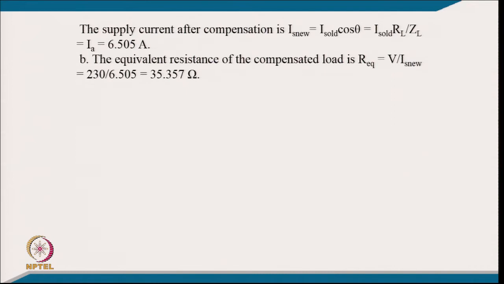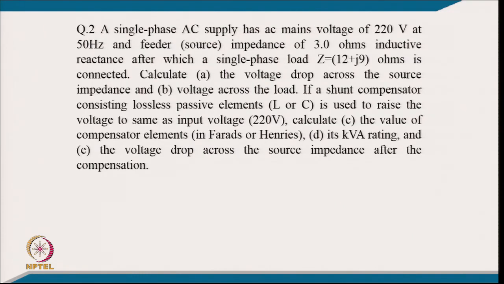And it is a simple power factor correction problem by using the compensator or capacitor in parallel with the inductive load. Now, coming to the second problem, again on the single phase. Here a single phase AC supply has an AC mains voltage of 220 at 50 hertz. The feeder, here we have considered a feeder impedance of 3 ohm inductive reactance, after which a single phase load of 12 plus j9 ohms is connected.